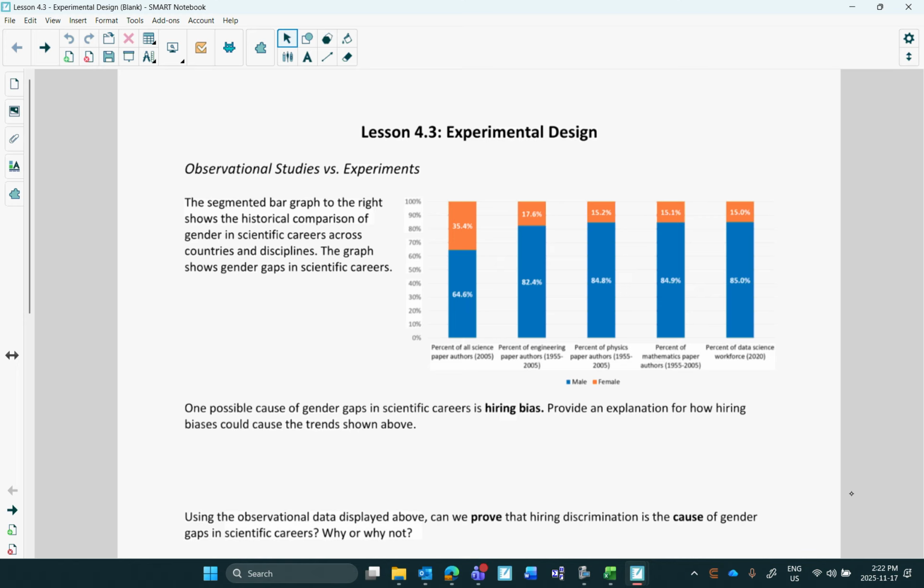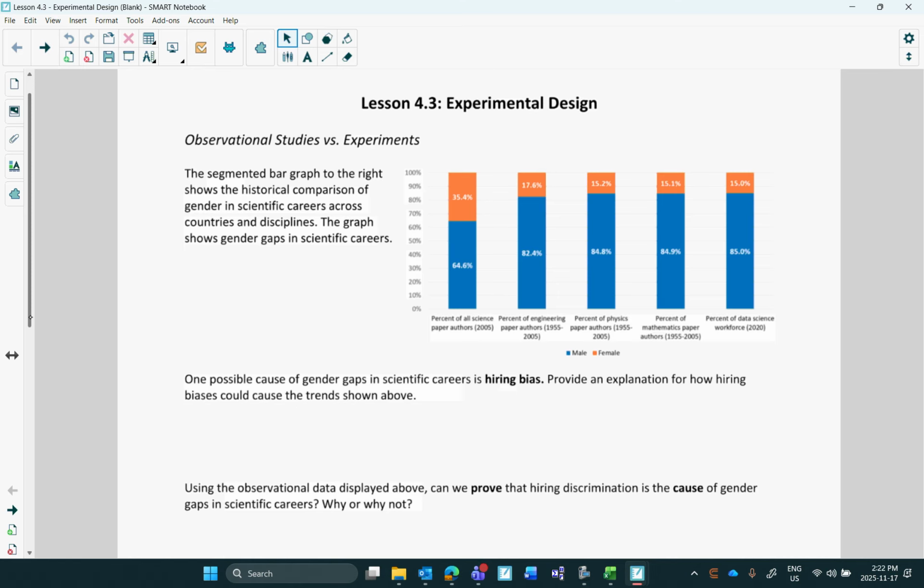So when can we say something causes something else to happen? Well, it depends on how we go about testing, right? And so we're going to talk about observational studies versus experiments in this lesson. As an example, you see a segmented bar graph here with 5 bars that shows the historical comparison of gender in scientific careers across countries and disciplines.